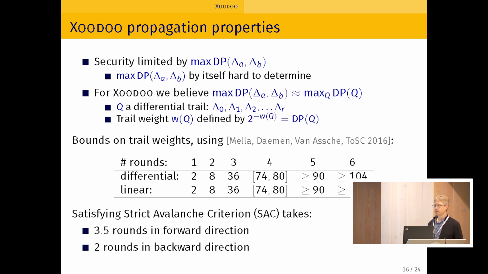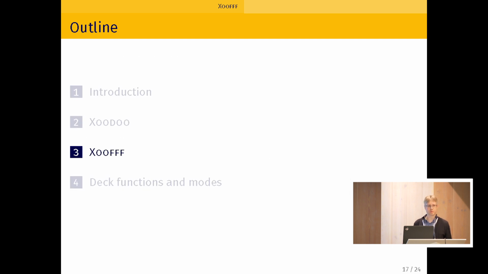So the diffusion is pretty good in terms of the strict avalanche criteria. We need 3.5 rounds in the forward direction to have full diffusion. And in the backward direction, the inverse of theta is heavier, and then we just need 2 rounds. I think that's it for Xoodoo.